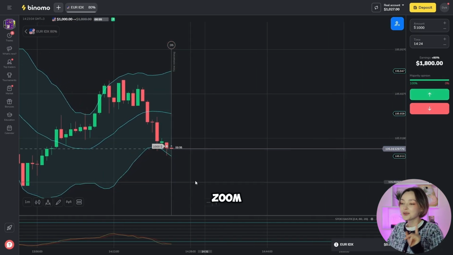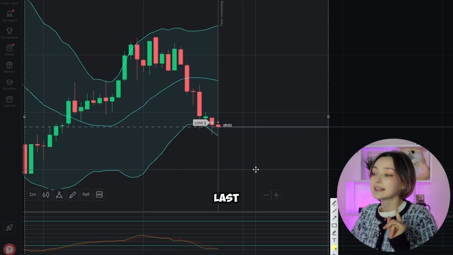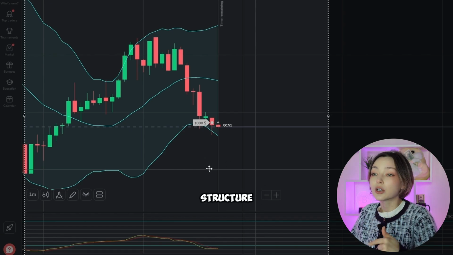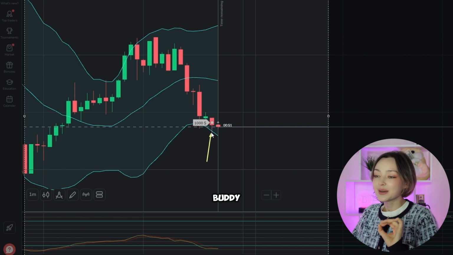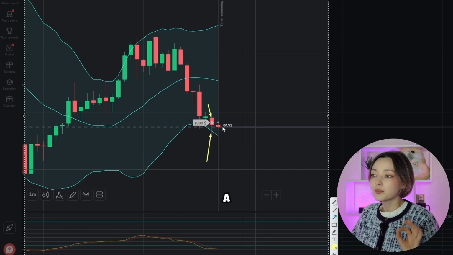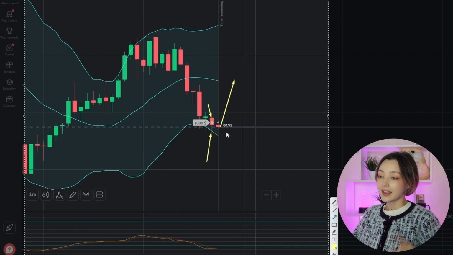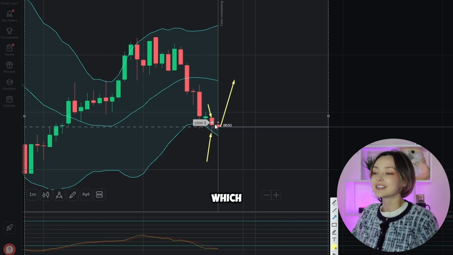By the way, let's zoom in on the chart and see what we can note here. If we look at the last candle that we closed, we can look at its structure. It has a large shadow on the bottom and a small body. That suggests that the price is likely to go up because there's a buyer in this area that will insist on pushing the price up. And this pattern is called doji. The stochastic indicator is still oversold, which is still a signal for an upcoming bounce.